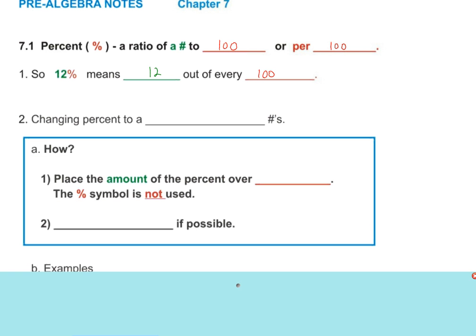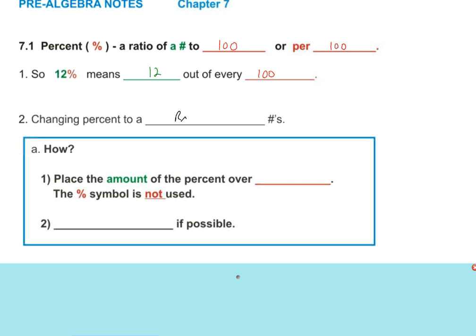All right, let's take a look, and we've got to learn all kinds of different aspects involving percent. So this first one is changing percent to a rational number. Do you remember what a rational number is? I hope you do. They're fractions, right? So we're going to change a percent to a fraction. All right, how do you do that? Not too tough. Place the amount of the percent over 100, because remember, percent means out of every 100.